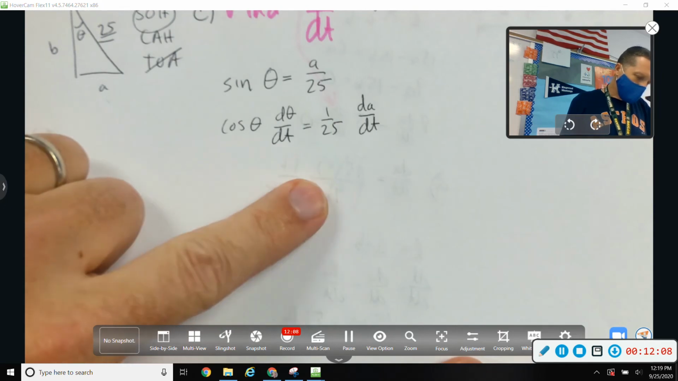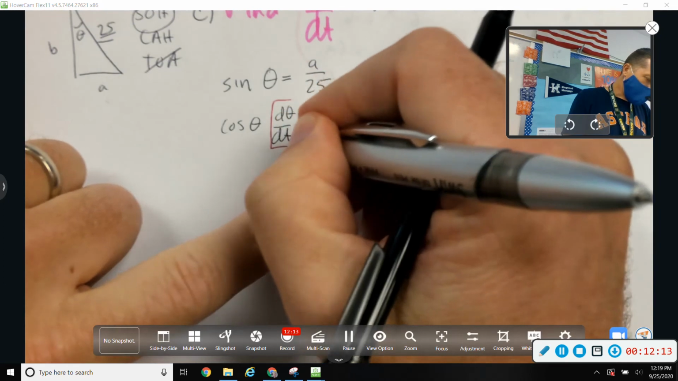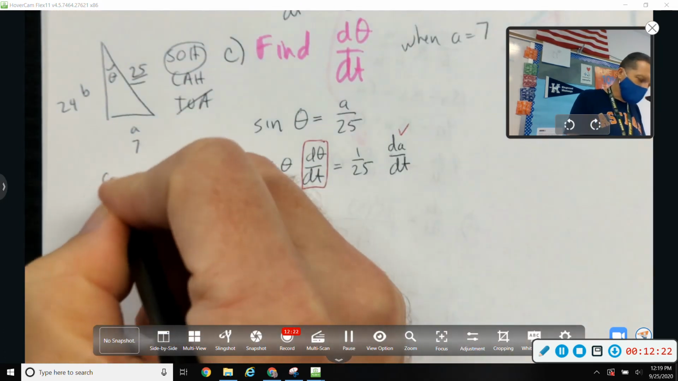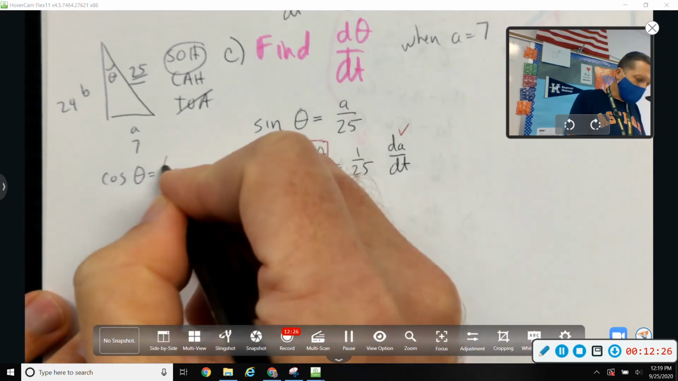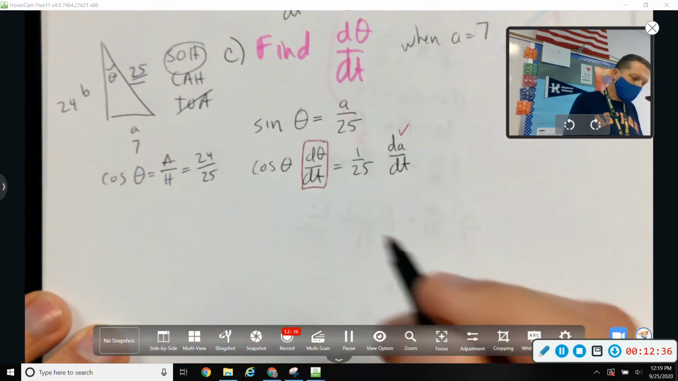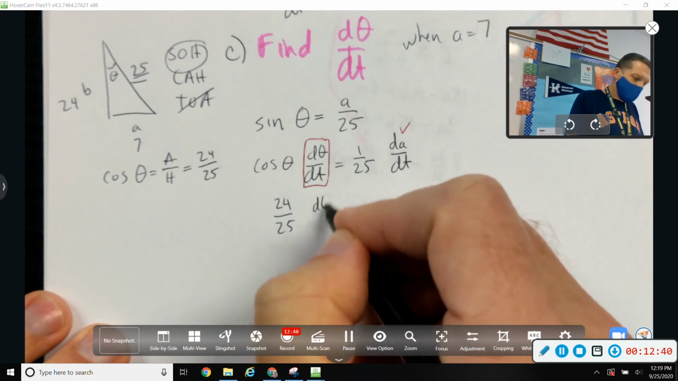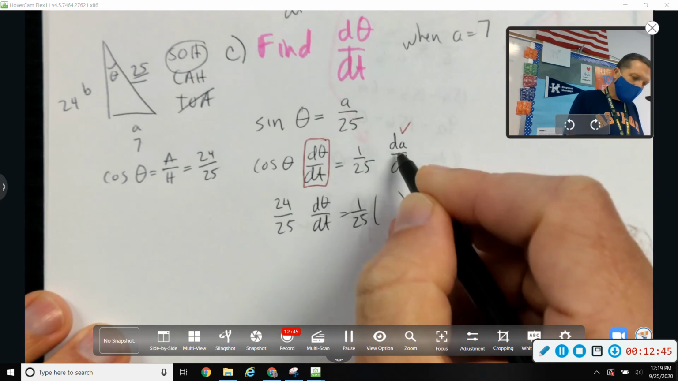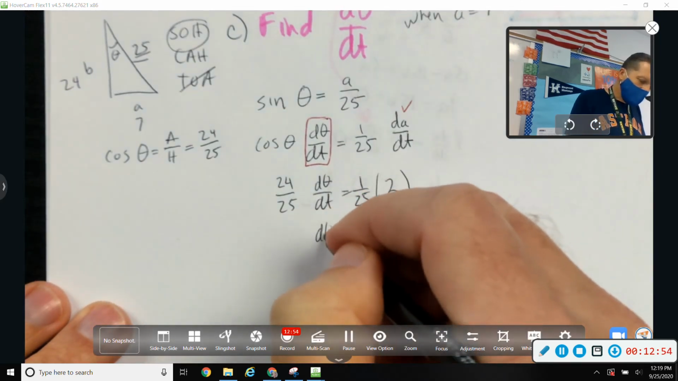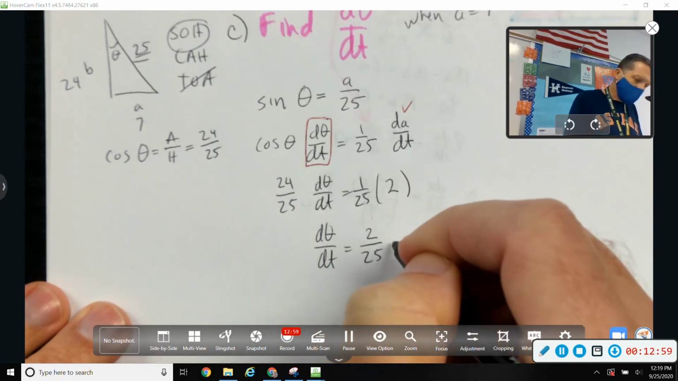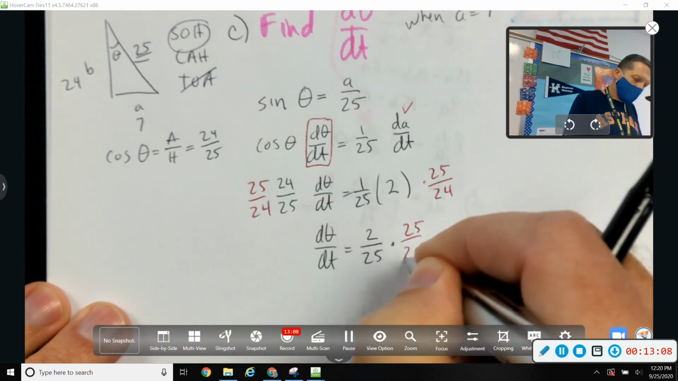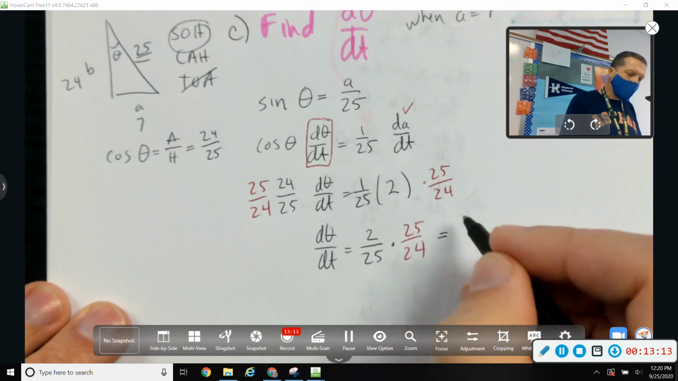And I know dA/dt. Looking for dθ/dt. I don't know the cosine. I mean, I haven't identified it yet. It's easy enough to know it because the cosine is equal to adjacent over hypotenuse. So for this angle in this triangle, cosine is 24 over 25. And dA/dt way back at the beginning was equal to 2. So I'm almost done. dθ/dt equals 2 over 25 times 25 over 24 to make the fraction go away. And just because it's an easy one, I'll say that that's 1/12.